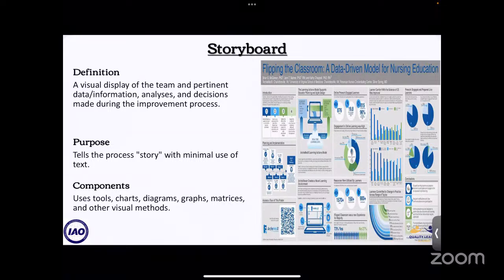It's a visual display, meaning it shows more images than text. Basically, it's like a short story, a quick snapshot that summarizes things visually using minimal words and images. For example, it tells where we were and where we are now. It compares last year's percentage with this year's percentage. It uses short clips, tools, charts, diagrams, graphs, matrices, and other visual methods to effectively communicate the achievement story.